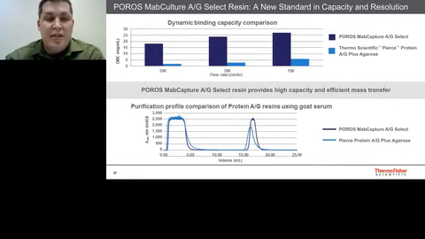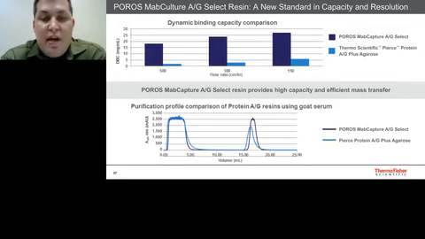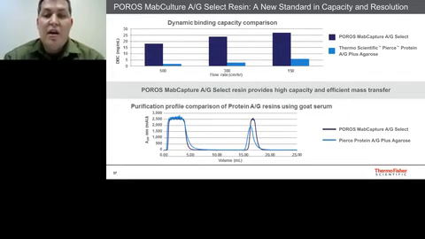Mab Capture AG Select maintains a 5-fold higher capacity for human IgG over our older AG resin, Pierce Protein AG Plus, at multiple flow rates. Similar to the Protein G resins, we loaded Mab Capture AG Select and Pierce Protein AG Agarose resins with the goat serum that contains approximately 12 mg of IgG. We see that Mab Capture AG Select maintains higher binding capacity and also has better mass transfer.